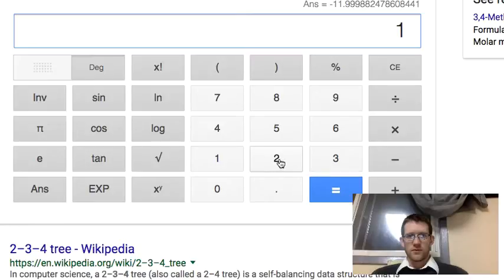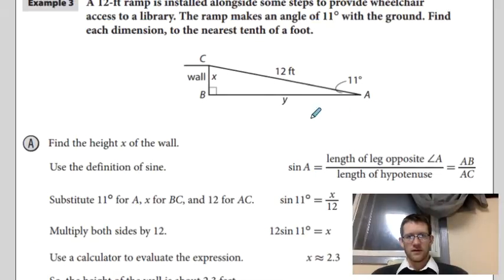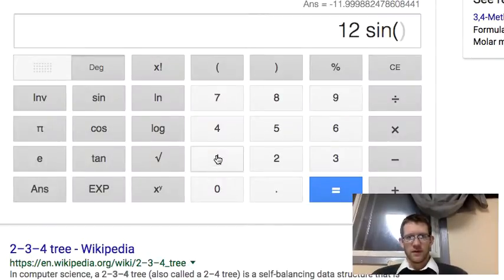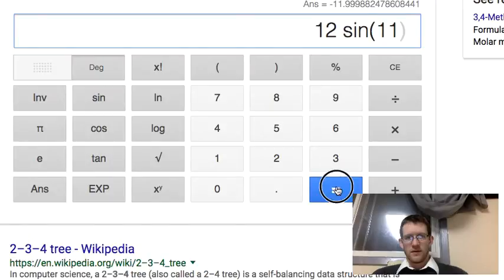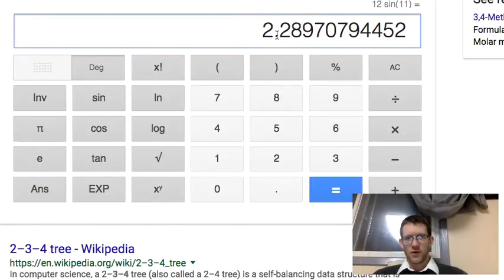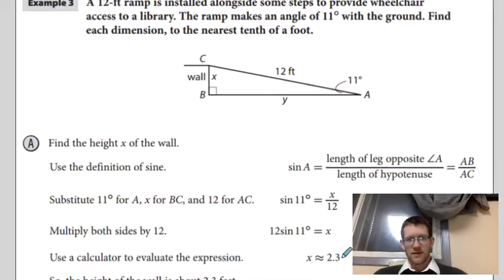It was 12 times the sine of 11? Yeah, 12 times the sine of 11. Okay, this is a little more normal, 2.29 or 2.3, I guess. Oh, look at that. That's the same answer they got. So we're good there.